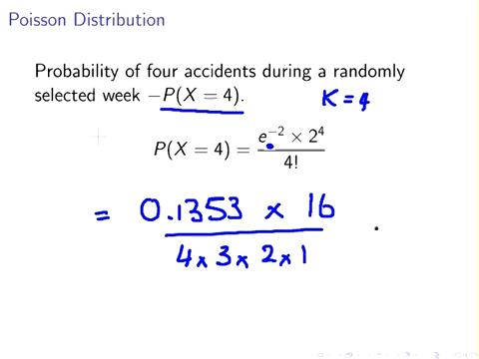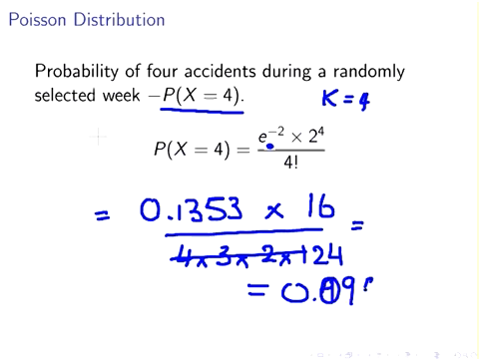So working that out all together, that is 0.1353 times 16 divided by 24. I'll just write it in there again, it's 24. That is equal to 0.0902. I'll just work to 4 decimal places because I've been using that so far. So that is the answer to the first one. It is about 9% approximately.